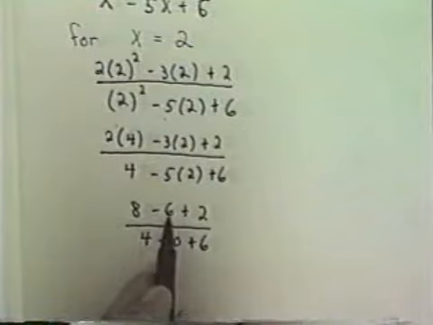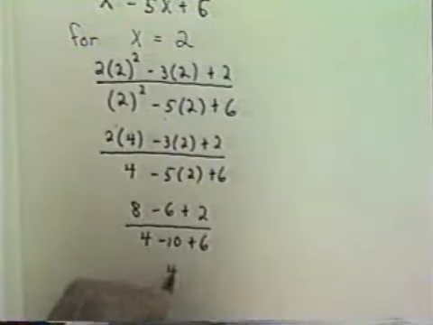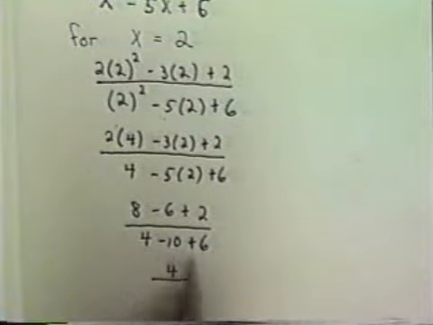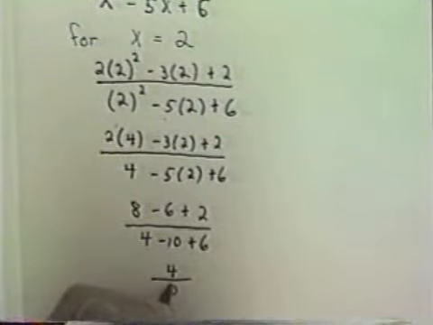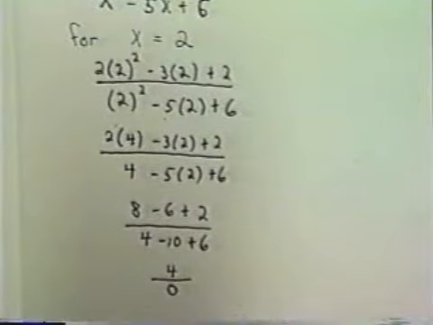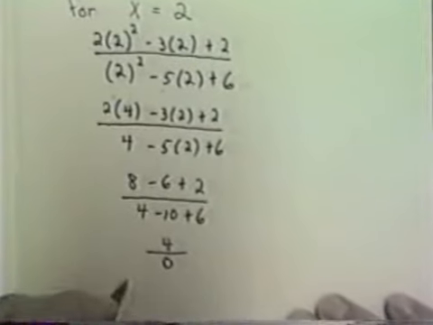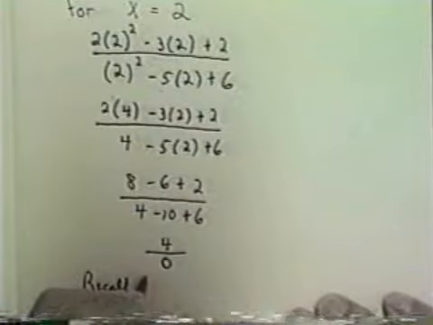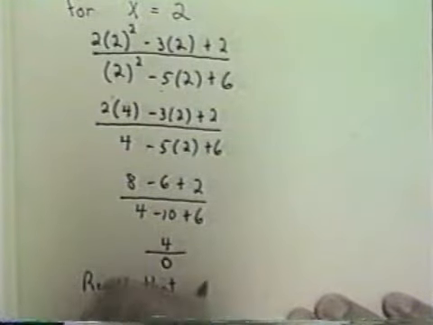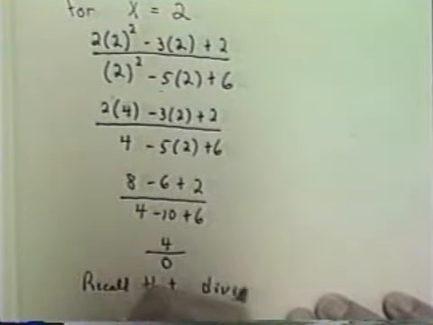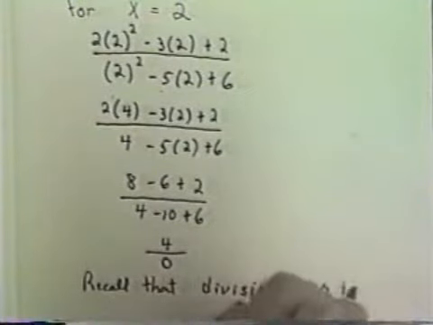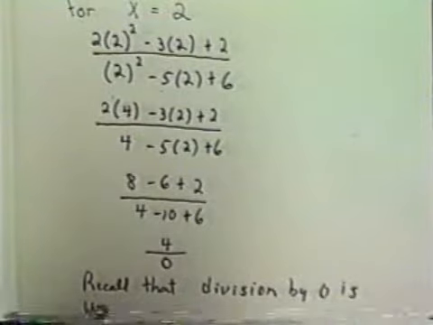So I get 8 minus 6 is 2. 2 plus 2 is 4. Over 4 minus 10 is negative 6. Negative 6 plus 6 is 0. So we have 4 divided by 0. Well, this is the problem, because recall that division by 0 is undefined.